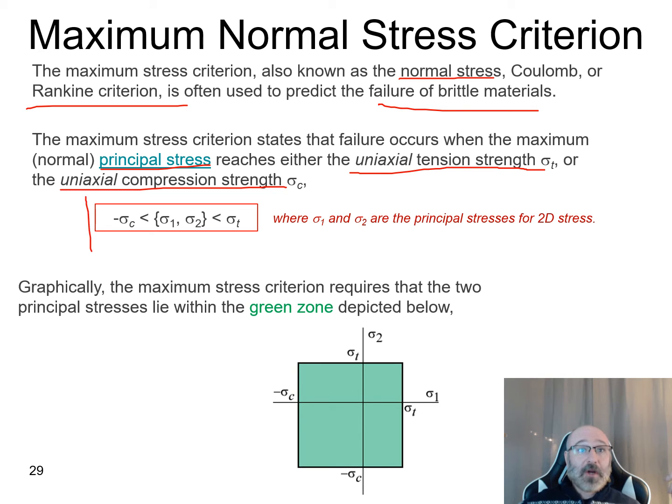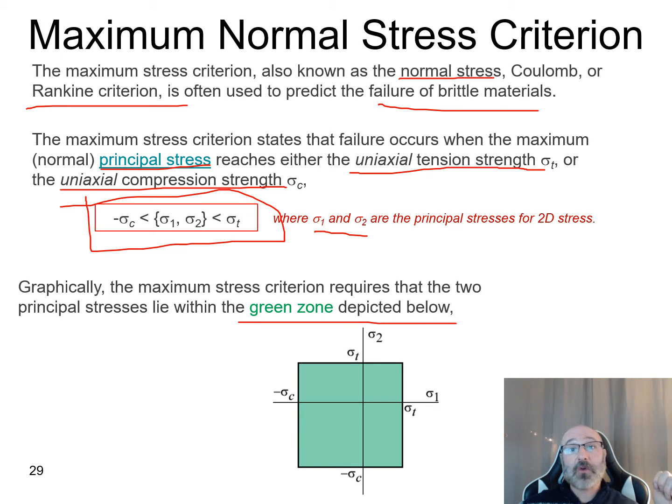As far as an equation goes, this says that negative sigma c is less than sigma 1, comma, sigma 2, which is less than sigma t, where sigma 1 and sigma 2 are the principal stresses for 2D stress. Now graphically, we can represent this here. The maximum stress criteria requires that the 2 principal stresses lie within the green zone predicted below. So again, if they lie within this, we're good. If they don't, then it does not necessarily follow the criterion.